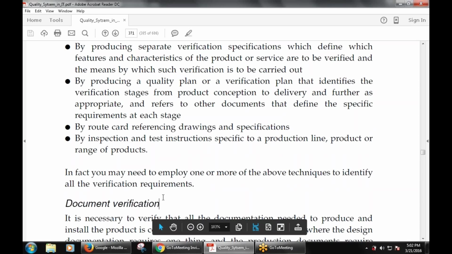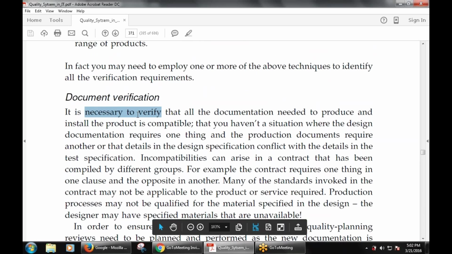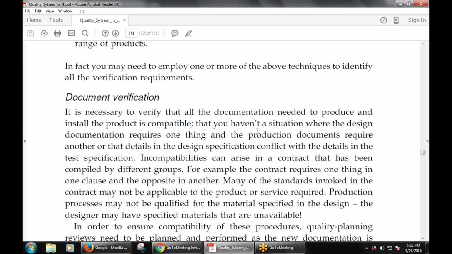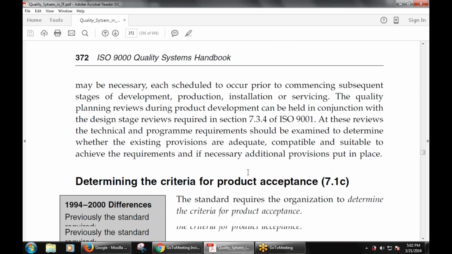That is, what are the various verification requirements that need to be identified, that is, identifying all the requirements or verification requirements. Now, next is document verification. It is necessary to verify that all the documentation needed to produce and install the product is compatible with the data product, that is, compatible with the procedures, quality planning reviews, and quality data.